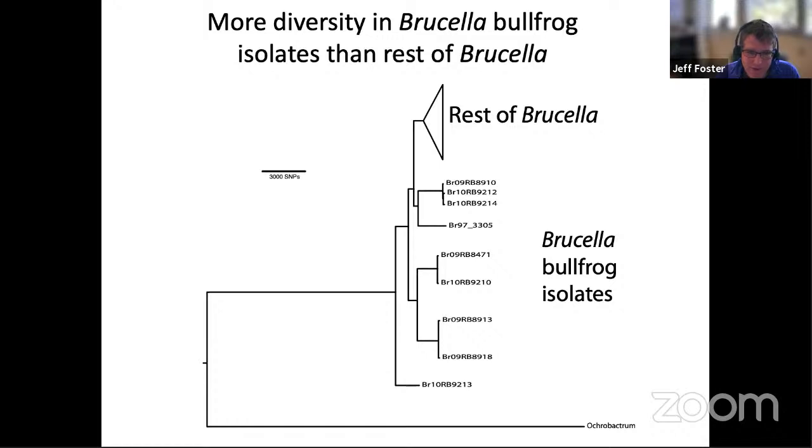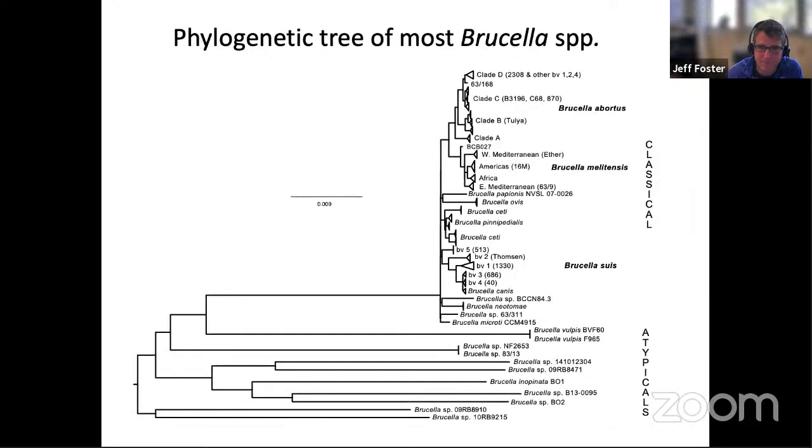And what we found after sequencing them was that in these 10 bullfrog isolates, I don't think all 10 are on this figure, but you get the basic idea. In 10 bullfrog isolates from a single pond, we had more genetic diversity than all the rest of Brucella combined, at least to that date. So we were finding more and more diversity as we were finding more of these wacky or atypical Brucella. In the grand scheme of things, they aren't atypical. They're just atypical to us because we're used to the classic Brucella that infect our livestock and infect us.